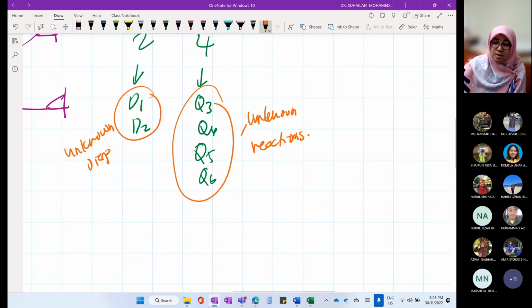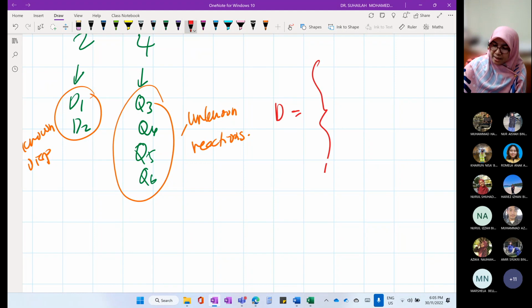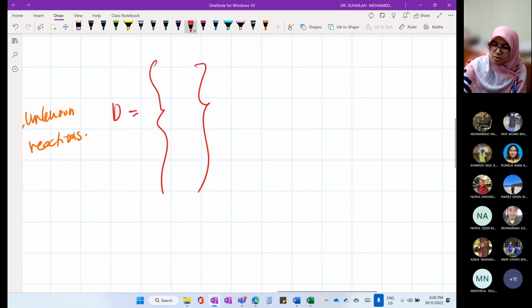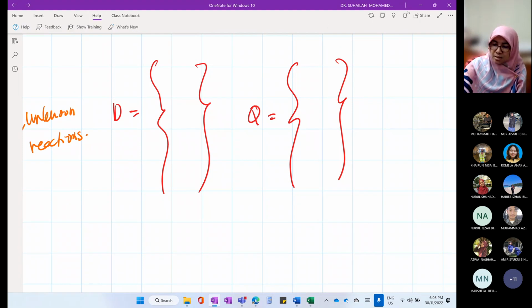Actually in total there are 6 for this one. Okay, there will be D, and D will be written in matrix. Q will also be written in matrix, from 1 to 6. 1, 2, 3, 4, 5, 6.